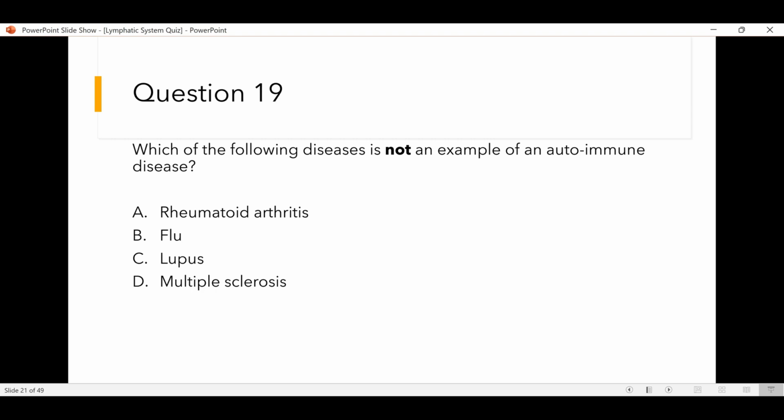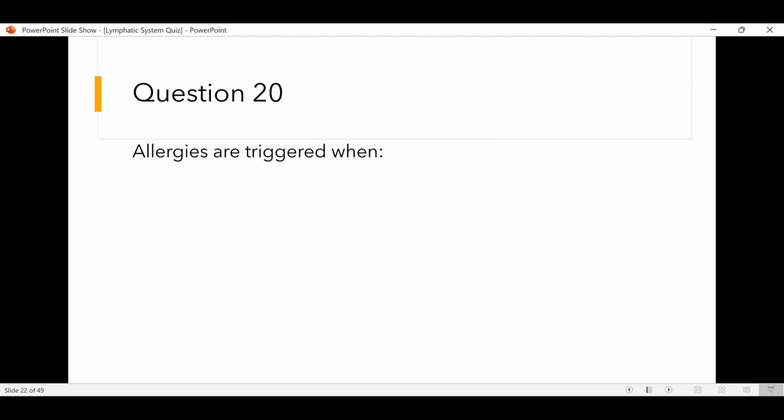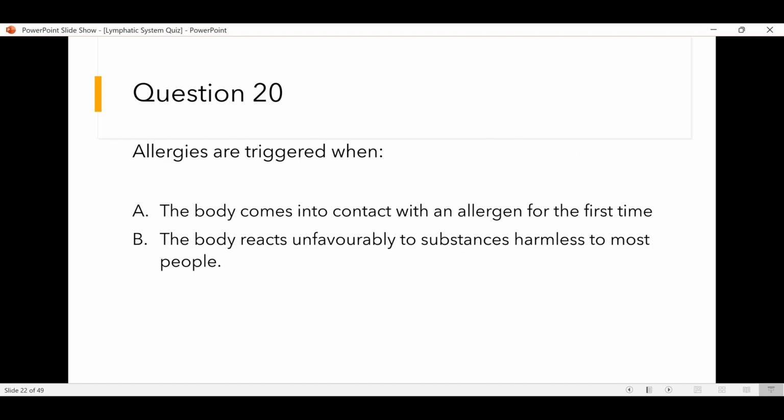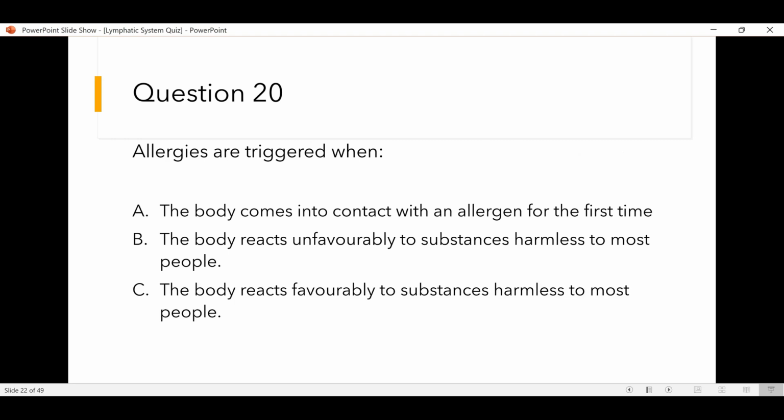And finally, question 20. Allergies are triggered when the body comes into contact with an allergen for the first time. The body reacts unfavourably to substances harmless to most people. The body reacts favourably to substances harmless to most people. The amount of pollen in the air is particularly high.